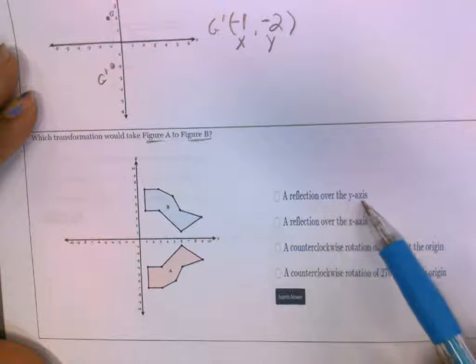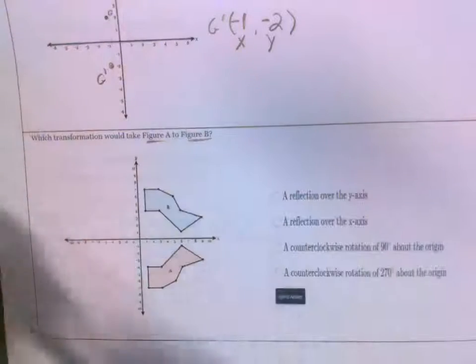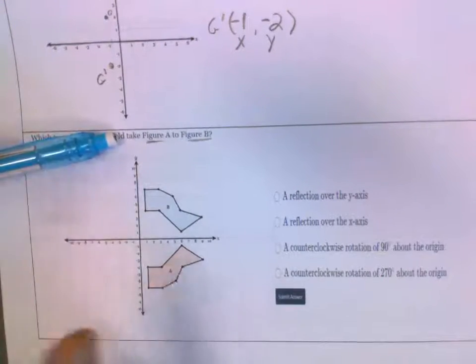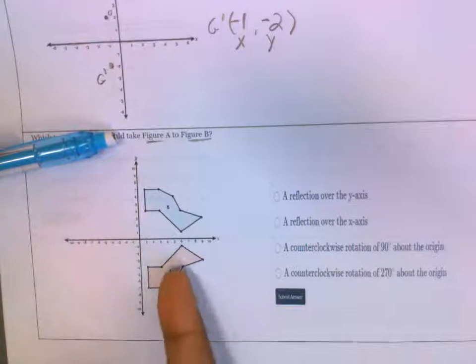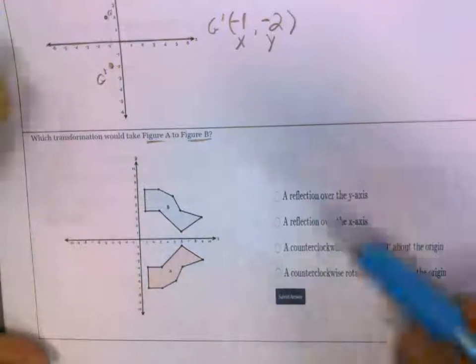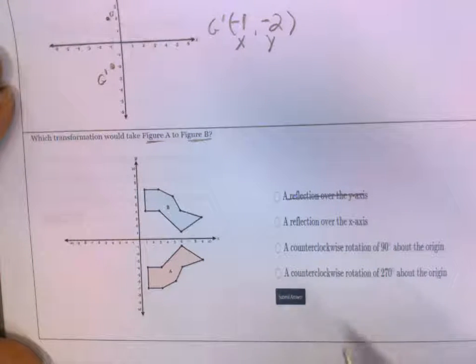It says reflect over the y-axis. The y-axis is here. So that means they would have taken A and flip it over this y-axis. That means it would have been on this side. If you flip it over, it would have been here. And B is not over here. So it's not our reflection over the y-axis.